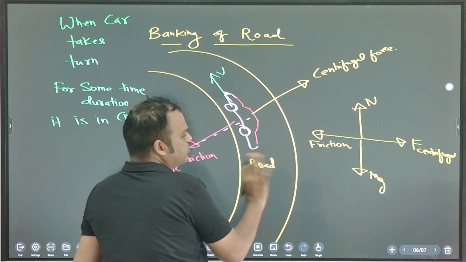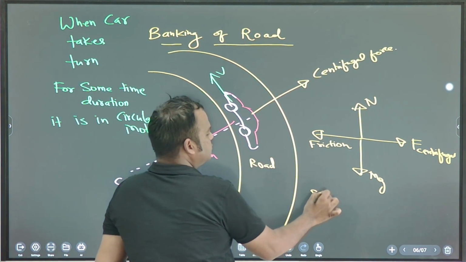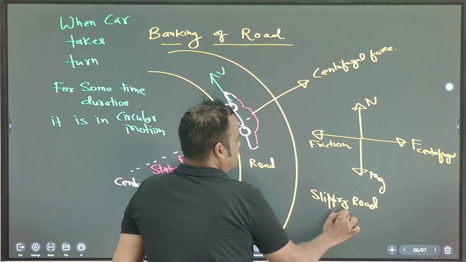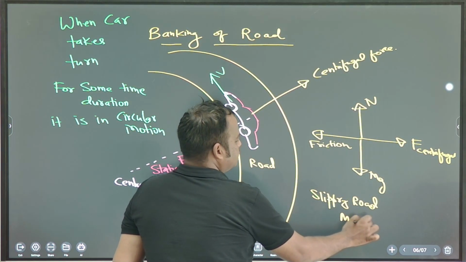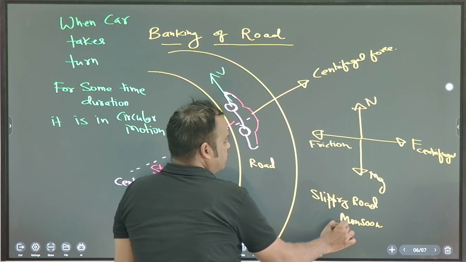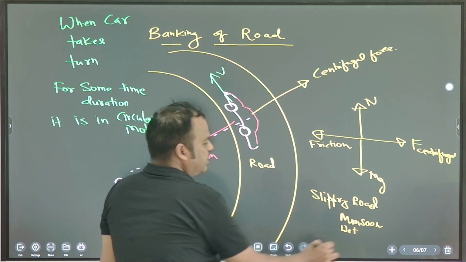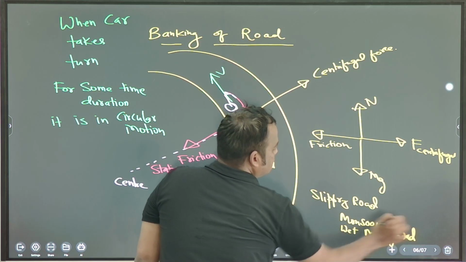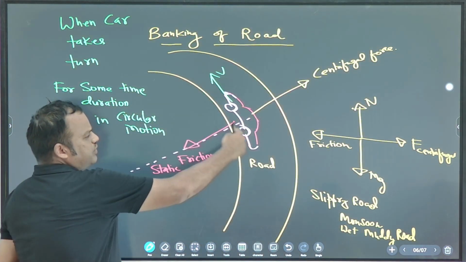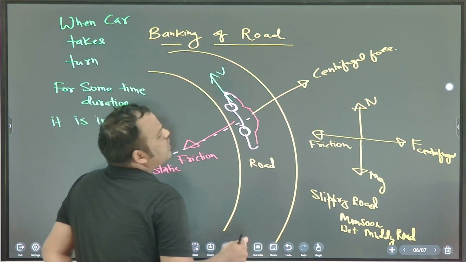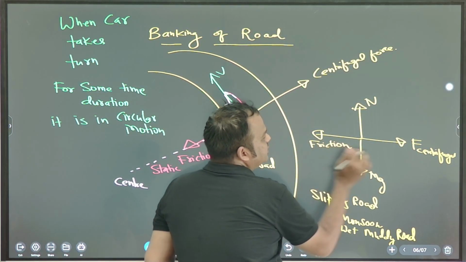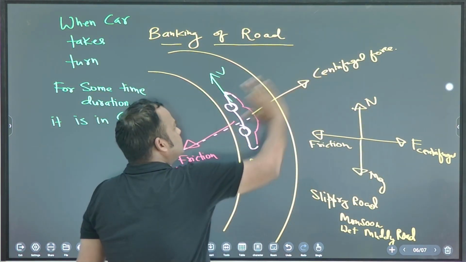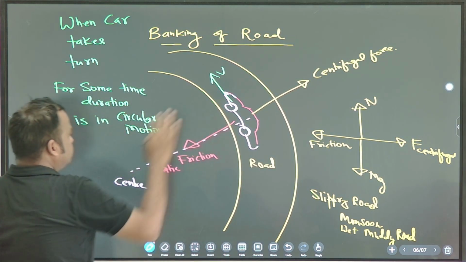If the road is not good, it is a slippery road. Slippery road means like monsoon is there, the road is wet, mud is there, muddy road. In monsoon, what happens? Road is muddy, so is friction more or less? Less. So friction will be less, but centrifugal force will be more. So the car will skid, correct?